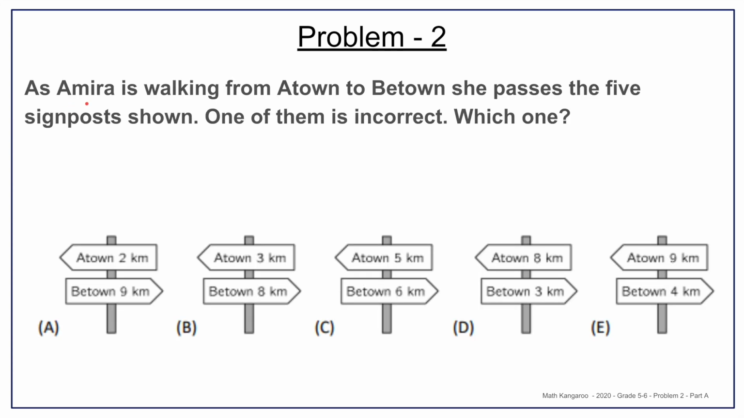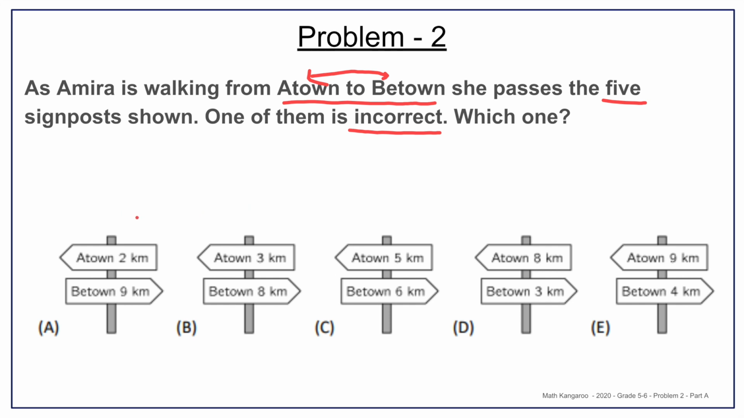Problem 2. As Amira is walking from A town to B town, she passes the 5 signposts shown. One of them is incorrect. Which one is it? So we have to find out the incorrect signpost out of these options. The trick in solving this problem is that the total distance between A town and B town will always remain the same, no matter which signpost you are at. This means all correct signposts should show pairs of numbers that sum to the same total.